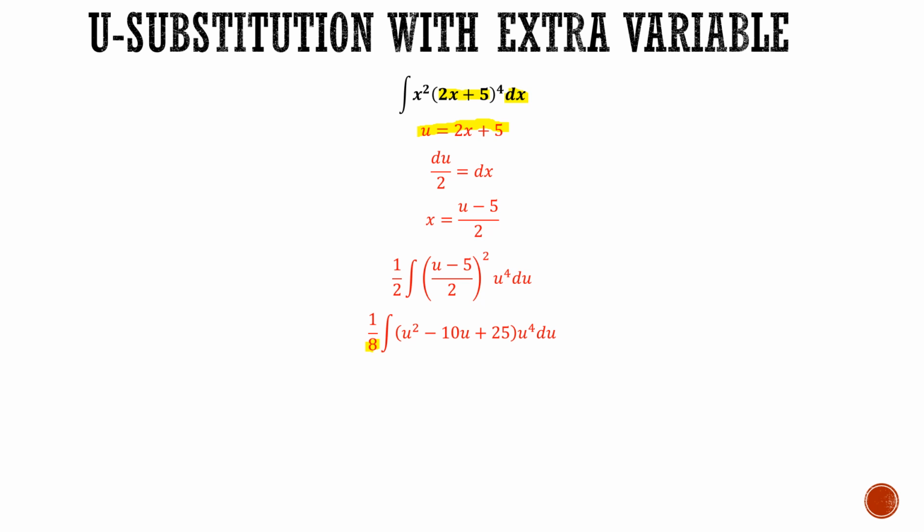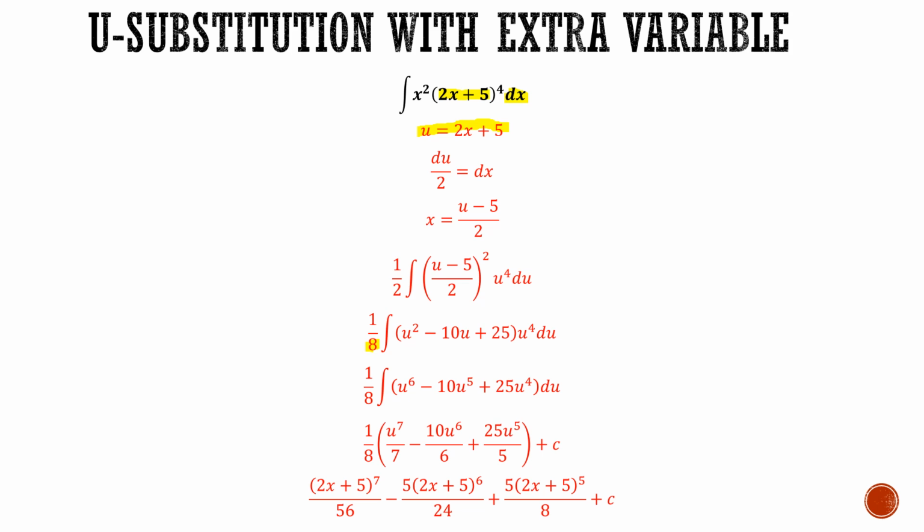And then I'm going to distribute in that u to the 4th. So I have 1/8 integral of u to the 6th minus 10u to the 5th plus 25u to the 4th du. Then using my power rule and keeping the 1/8 on the outside, I have 1/8 times (u to the 7th over 7 minus 10u to the 6th over 6 plus 25u to the 5th over 5) plus c. And then simplifying, changing my u's back to x's, and distributing that 1/8, I'm left with (2x plus 5) to the 7th over 56 minus 5 times (2x plus 5) to the 6th over 24 plus 5 times (2x plus 5) to the 5th over 8 plus c.